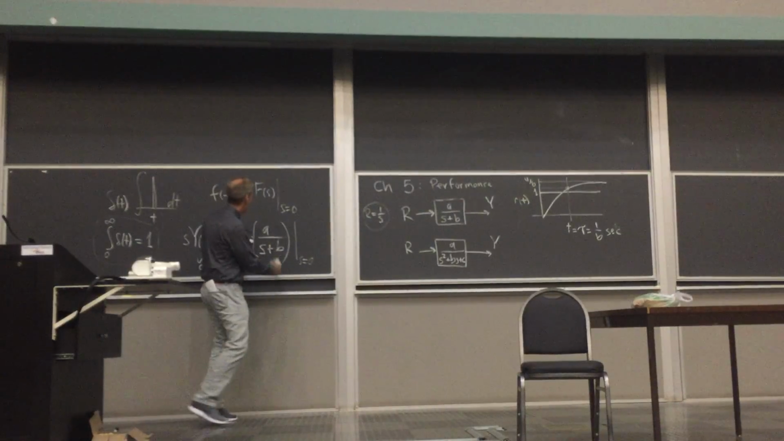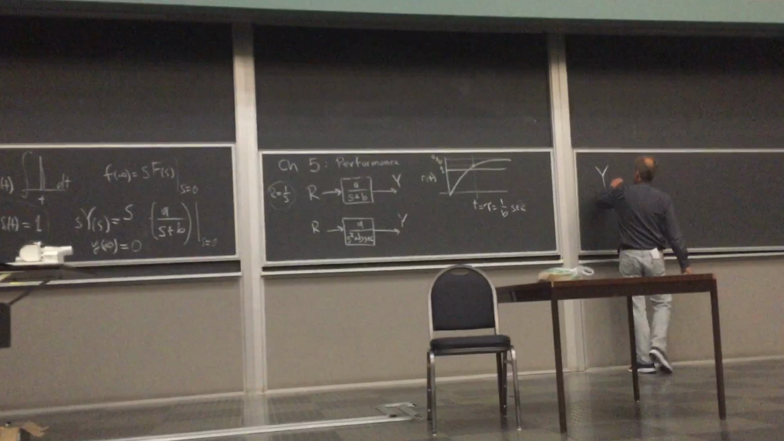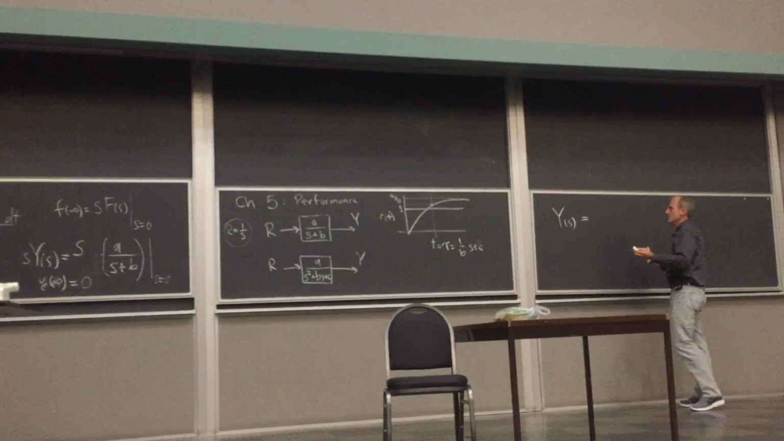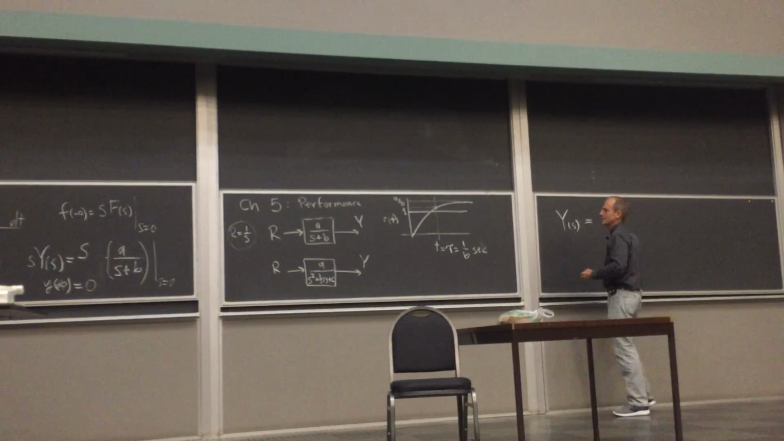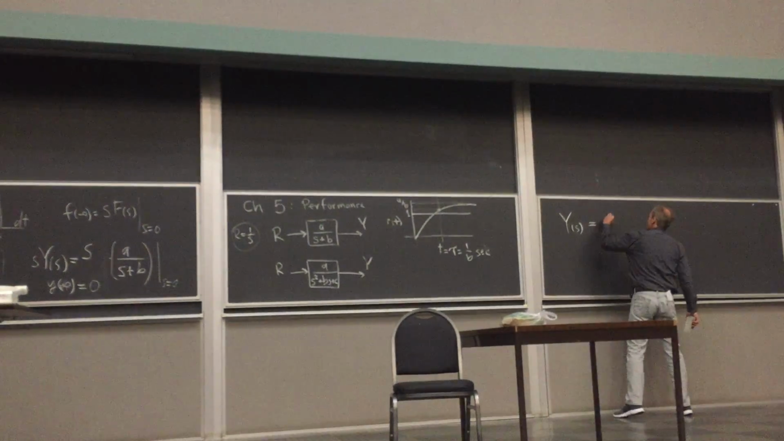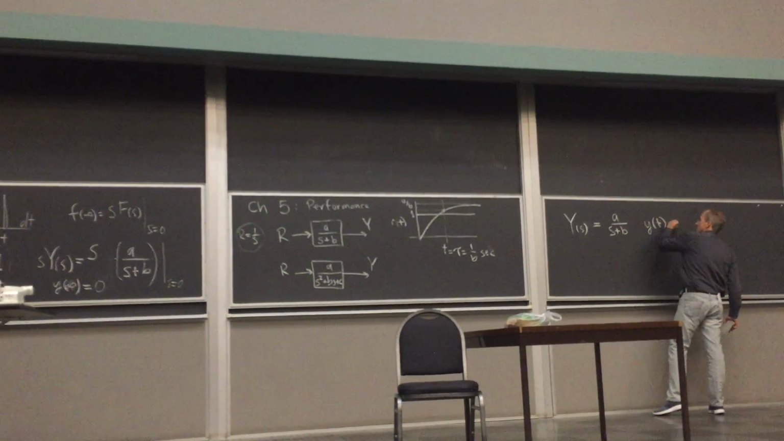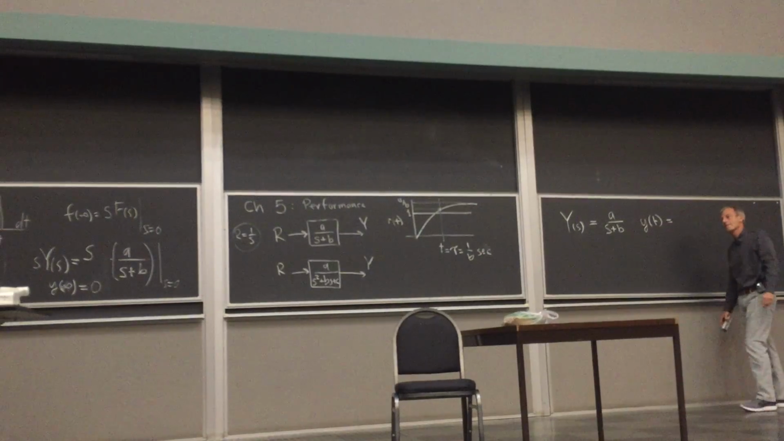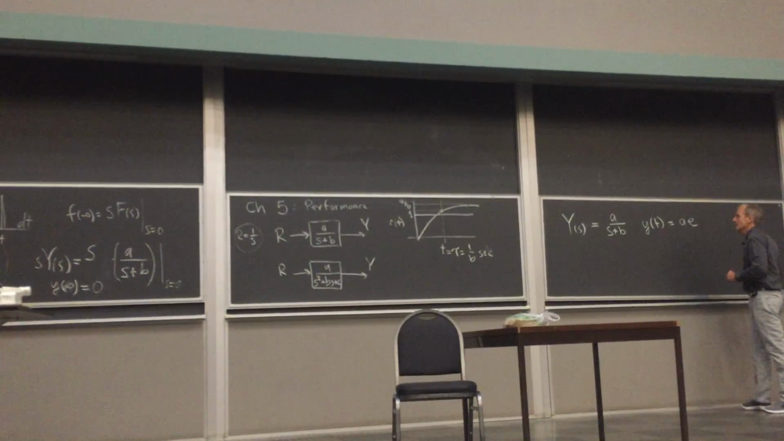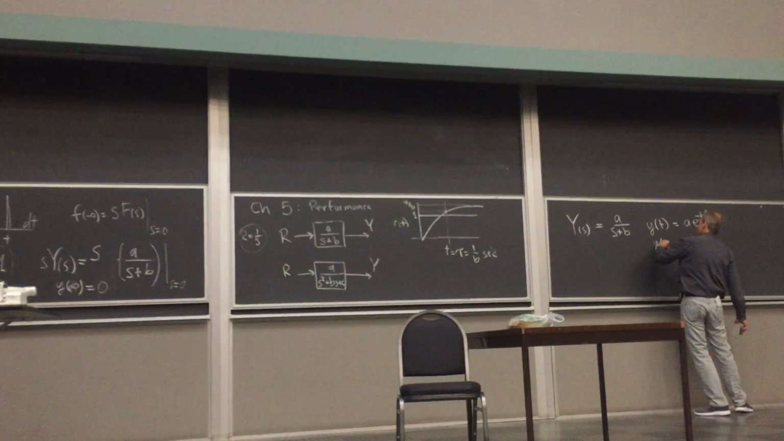And not only that, what would y itself be? For that case, for any s, what's y? For the input of 1, it's just a over s plus b. So then you can invert that easily. So what's y of t? A times e to the what? Minus bt.